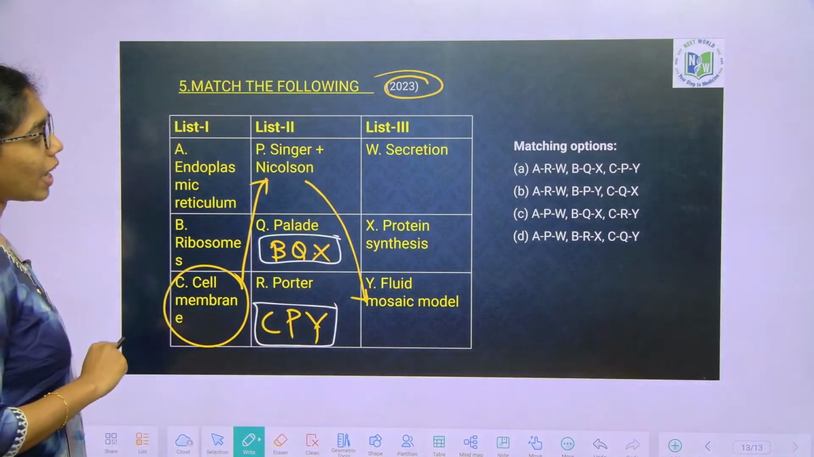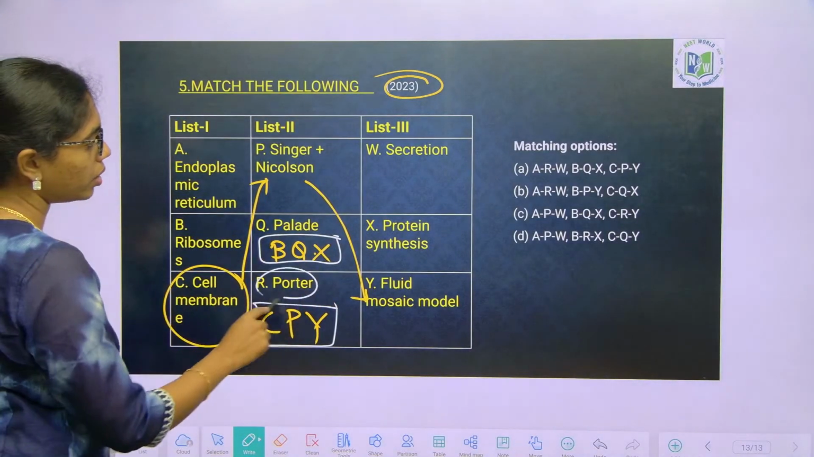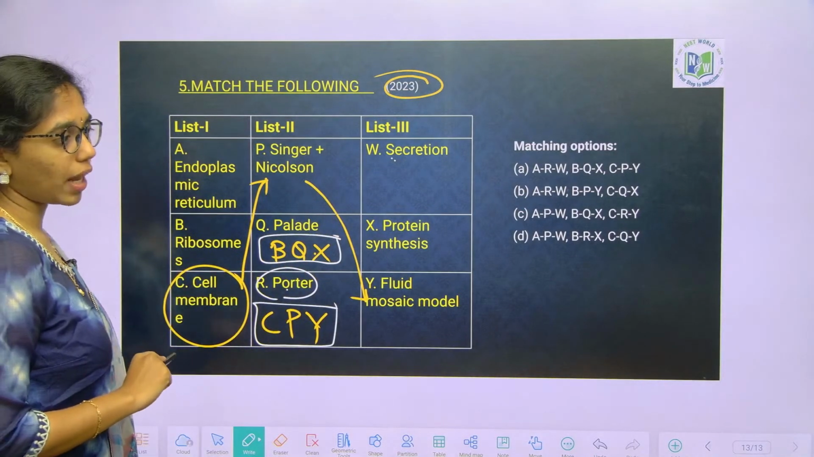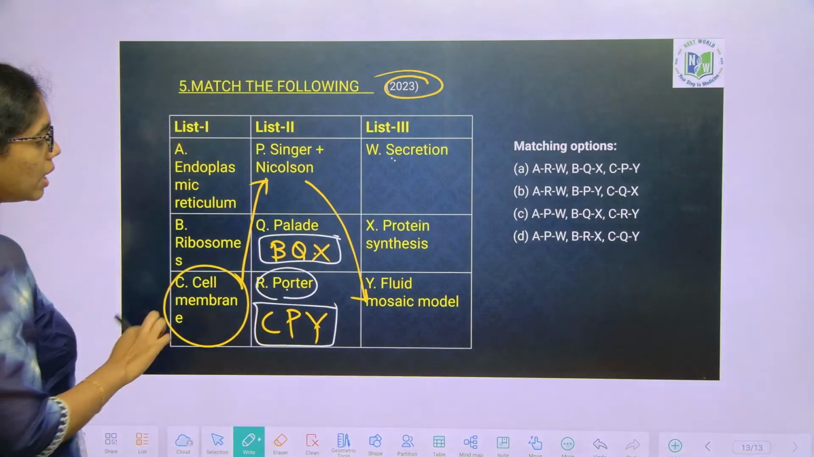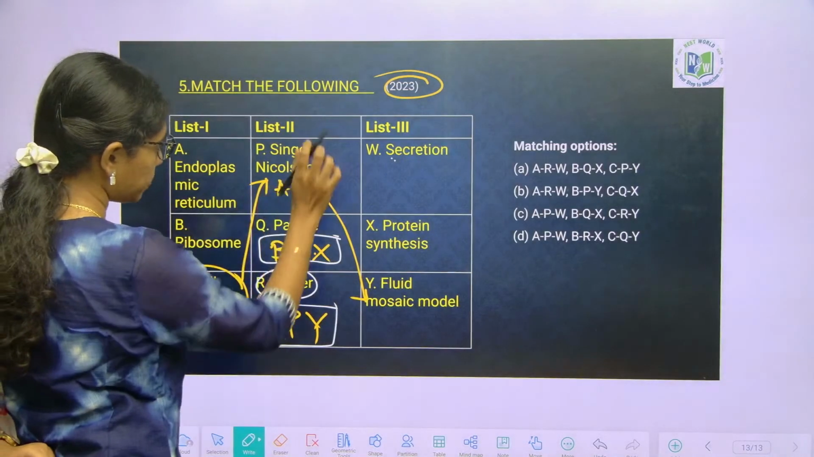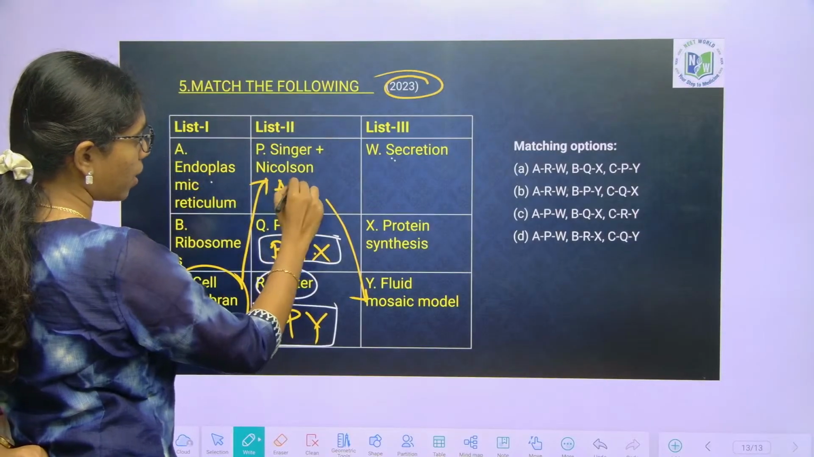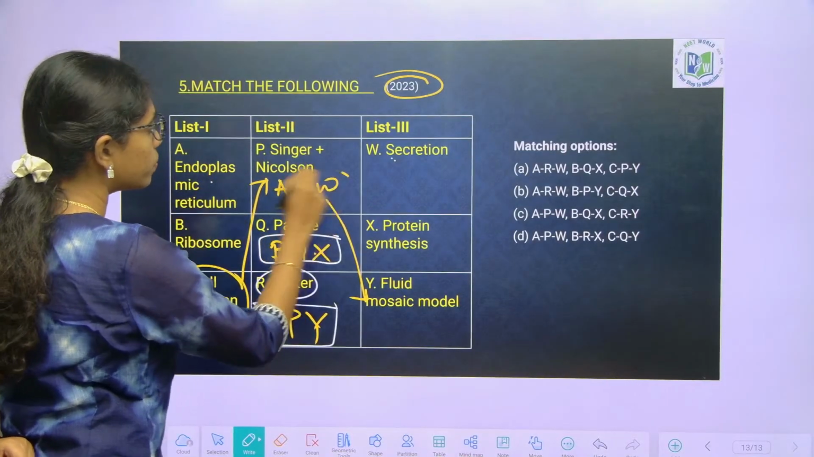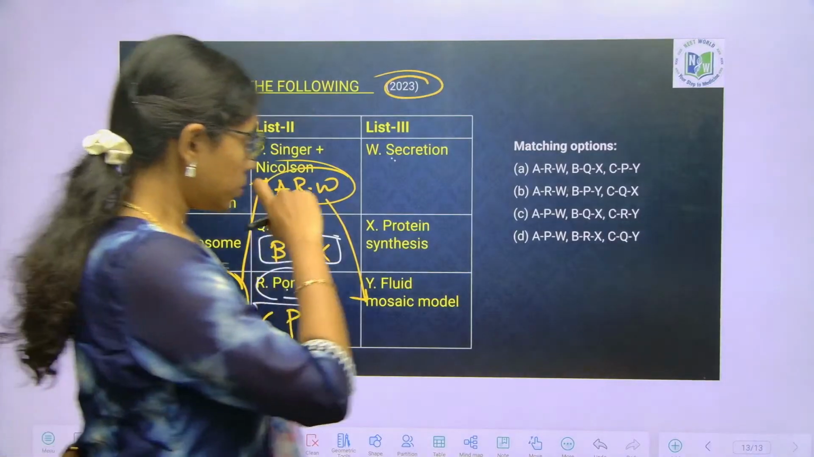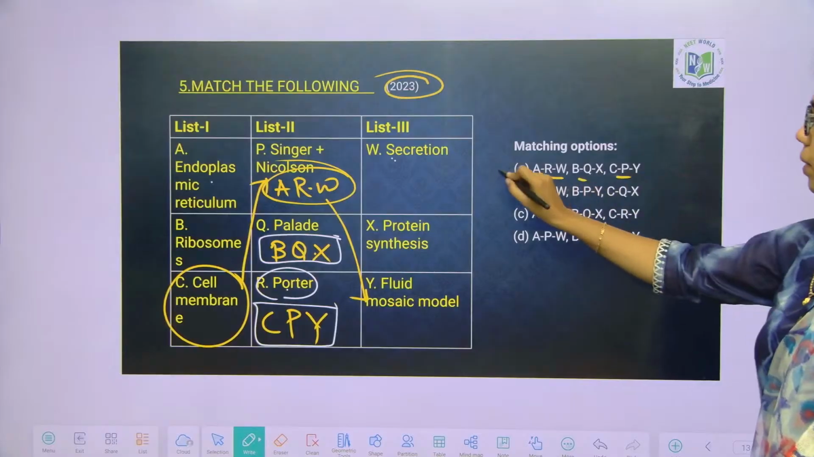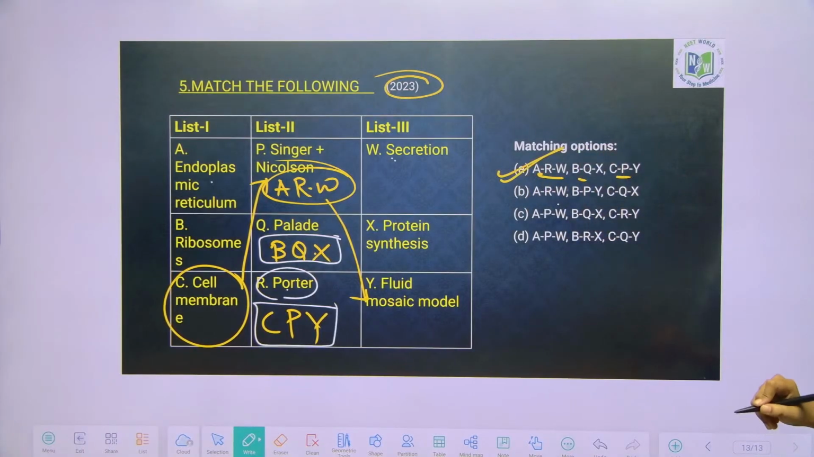Next, endoplasmic reticulum by Porter, involved in secretion. If you observe smooth endoplasmic reticulum, it is purely involved in secretion. So, A, R and W. A, R, W, B, Q, X and C, P, Y. Option A is the right answer.